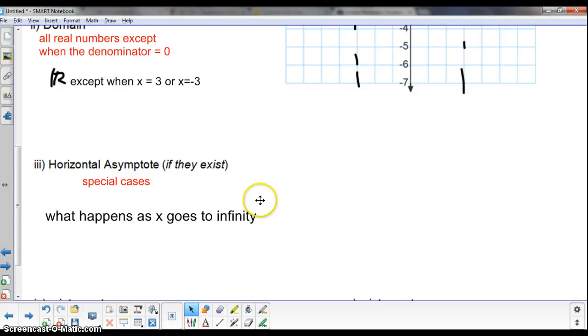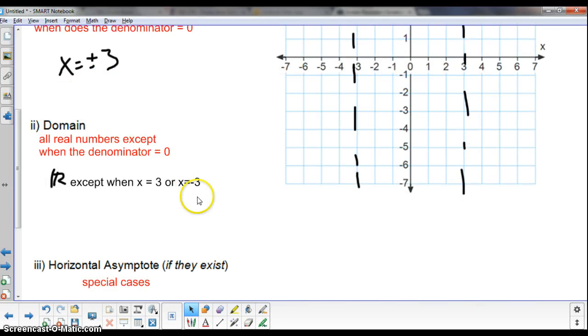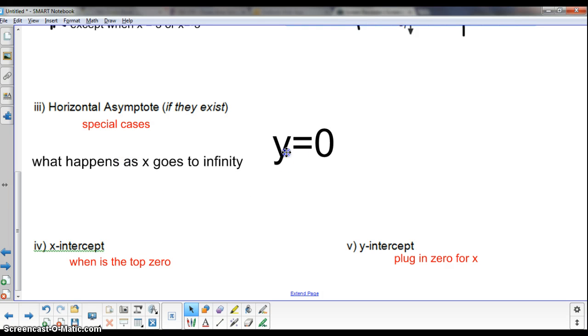For example, in this situation, when x goes to infinity, you're going to put in positive a billion. That's a billion squared. That's super big. Minus 9 is not going to matter. So it's 7 divided by a super big number. That's practically 0. And if you go negative, it's practically 0 again. So where is your horizontal asymptote? It's y equals 0. Horizontal is y, vertical is x. Figure that out, please. Y equals 0. There's your horizontal asymptote.